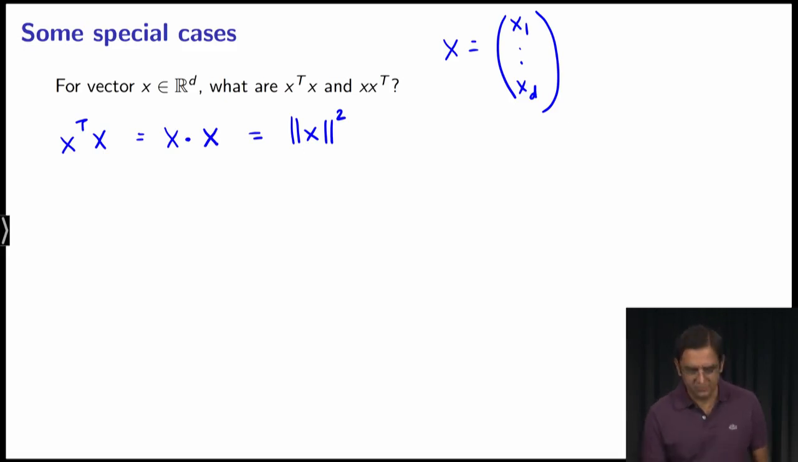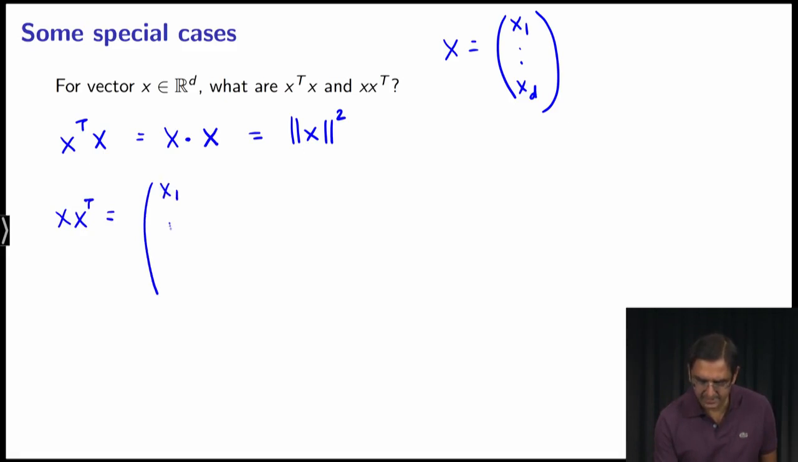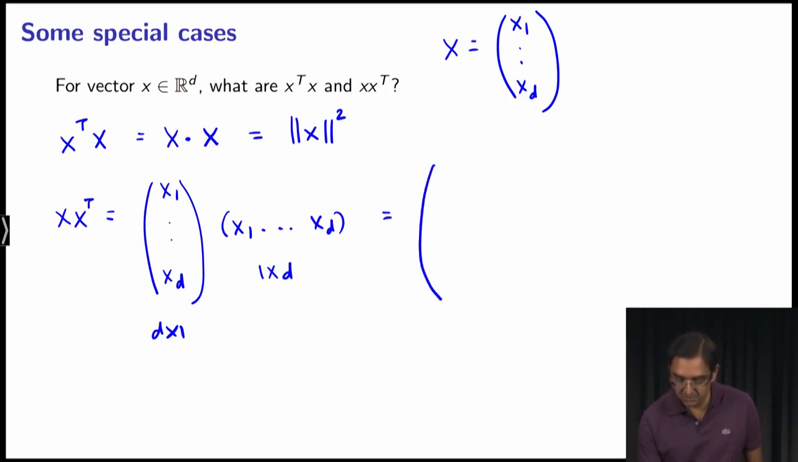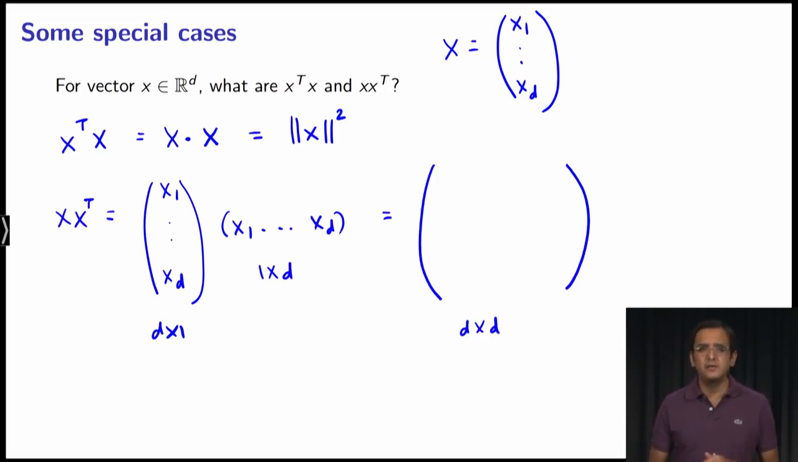What about x x transpose? So let's see. x is this vector, so x is d by 1. x transpose looks like this, it's 1 by d. So the product is d by d. It's a big matrix. Okay, that's a little strange. What is the ij entry of this matrix? It is x_i x_j. So it's the d by d matrix of all pairwise products of features of x.